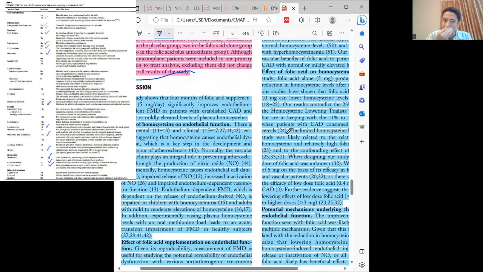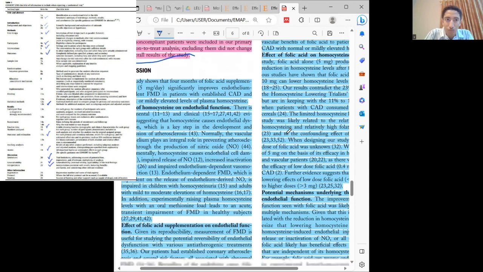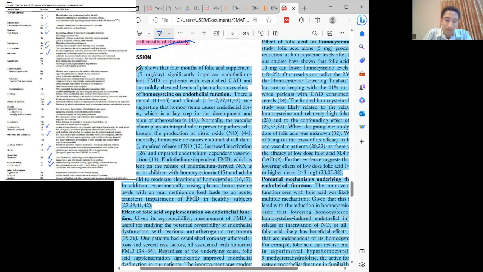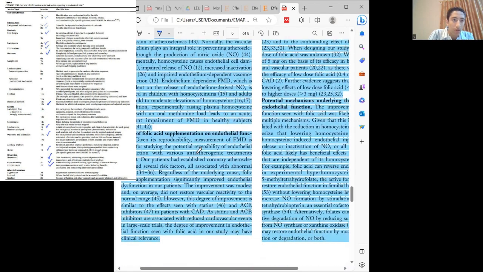Then the discussion. What can we find? Oh, I'm sorry, it's not. This paragraph is the discussion. It's the discussion, but in the checklist, number 20 is limitations. Where is the limitation?